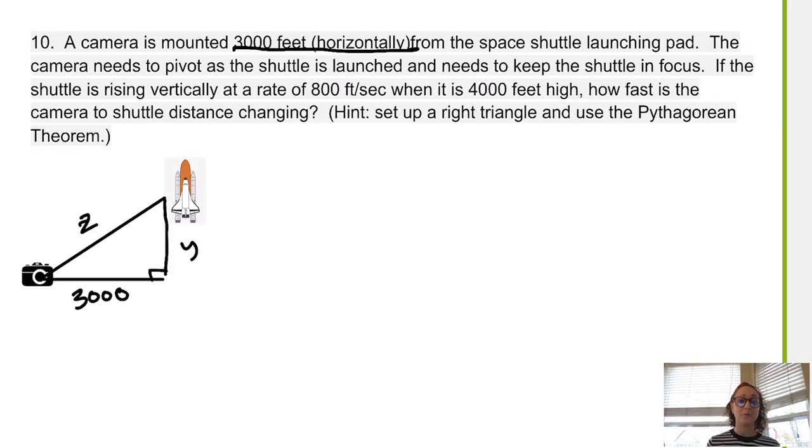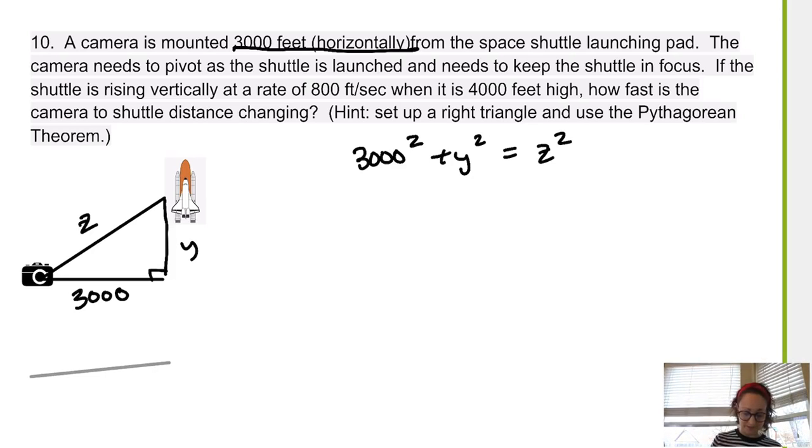All right, so we need an equation. Well, we can relate our variables here using the Pythagorean theorem, right? So I'm going to have 3,000 squared plus y squared equals z squared, right? Okay, now we've taken care of our constants. I've already plugged that 3,000 in. Z and y are the pieces that are moving, that are changing. So that's what I need to make my table for. So let's go ahead and do that down here. So I'm going to have y and z as well as their derivatives with respect to time.